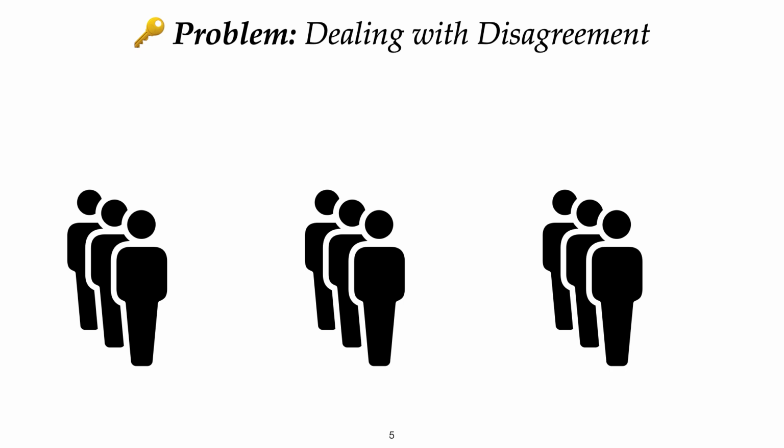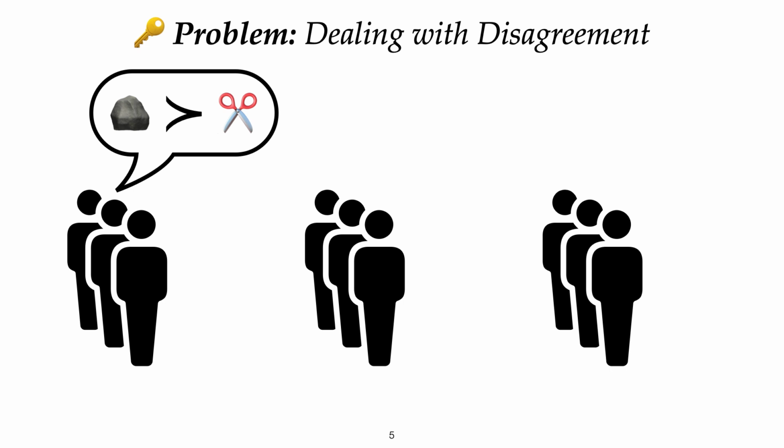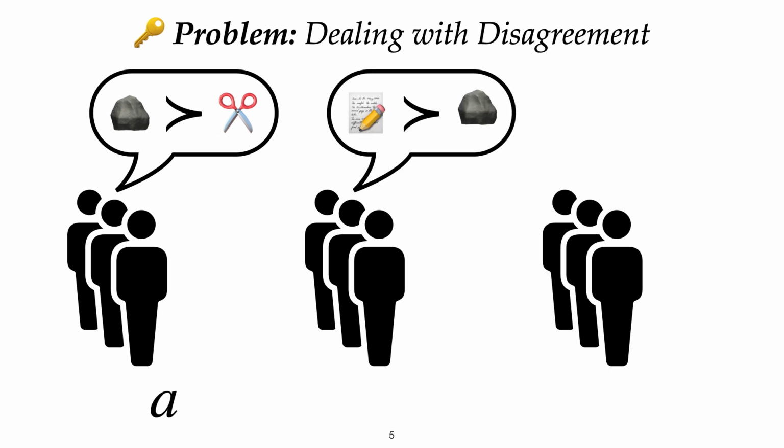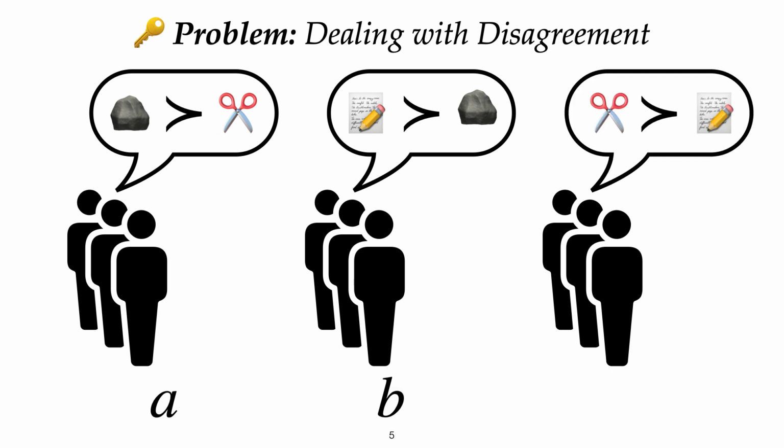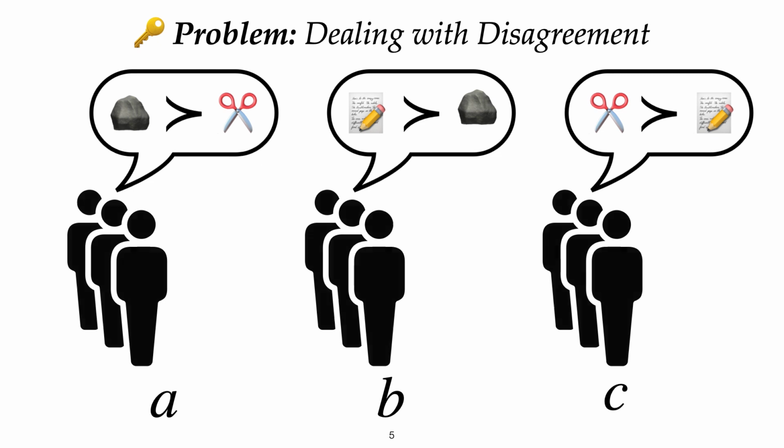They are not able to robustly handle a diversity of rater preferences. Consider a set of three subpopulations of raters, the first of which prefers rock to scissors and is fraction A of the population, the second of which prefers paper to rock and is fraction B of the population, and the third of which prefers scissors to paper and is fraction C of the population.